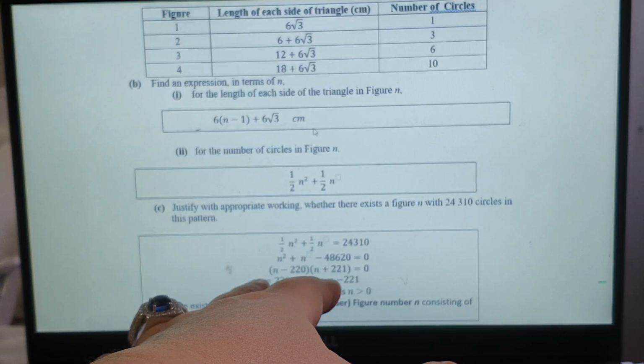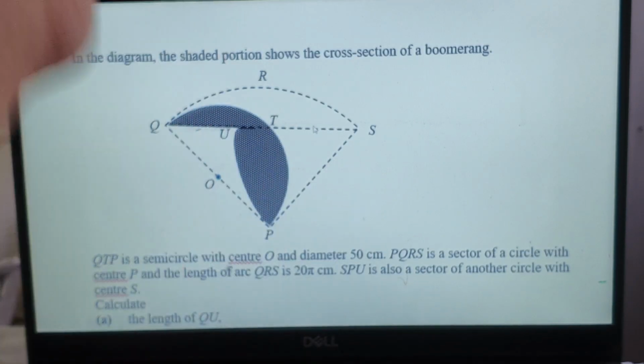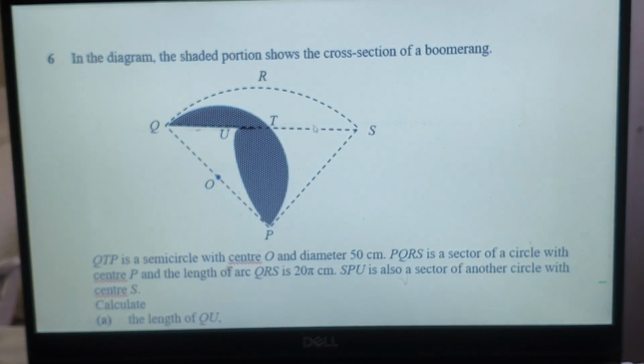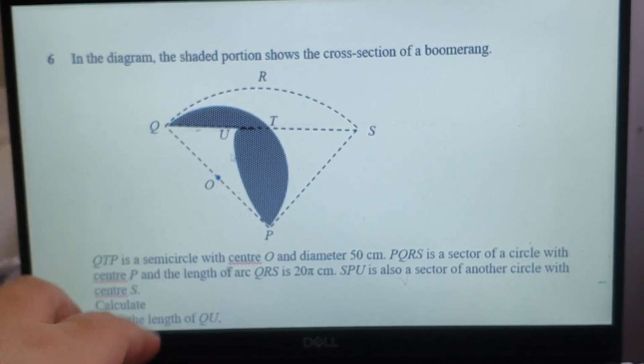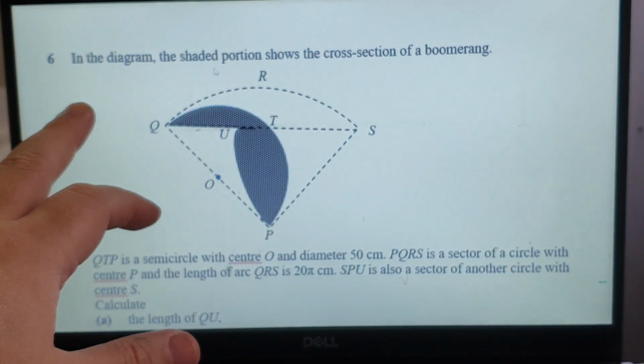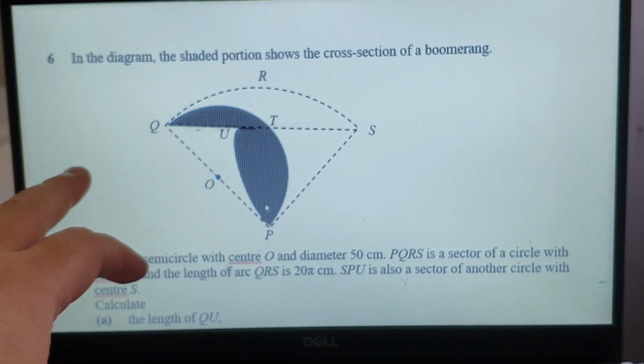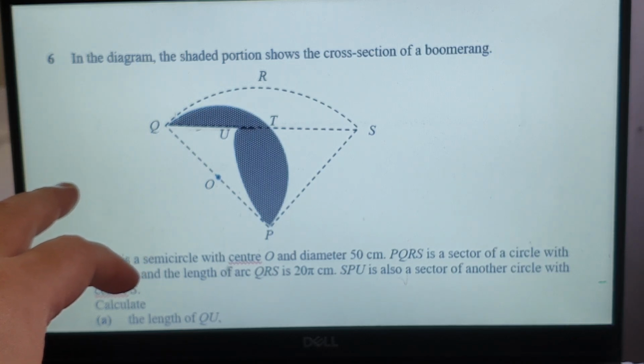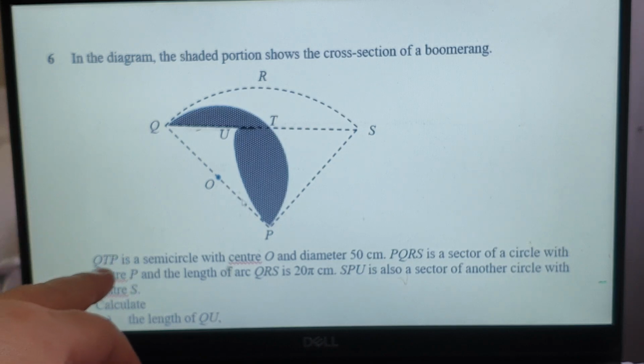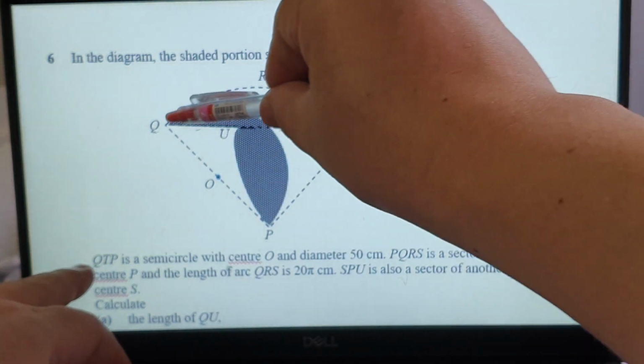Okay, then number pattern. Now this is the one that I want to go through. It's the focus of this particular video. So I mentioned here that this is a boomerang. Now this boomerang is cut out from this shape. This shape, QTP, you read. Now they are talking about this shape here. So you see, this one here.